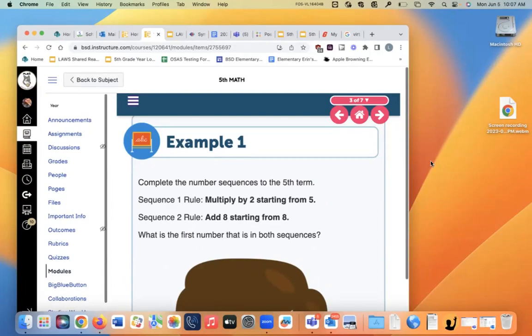What's 10 times 2? 20. What's 20 times 2? 40. And 40 times 2? 80. So here we go. What is the first number that is in both sequences? So that's our 5 sequence. Now we're going to do it. The rule is add 8 starting from 8. So what's 8 plus 8?